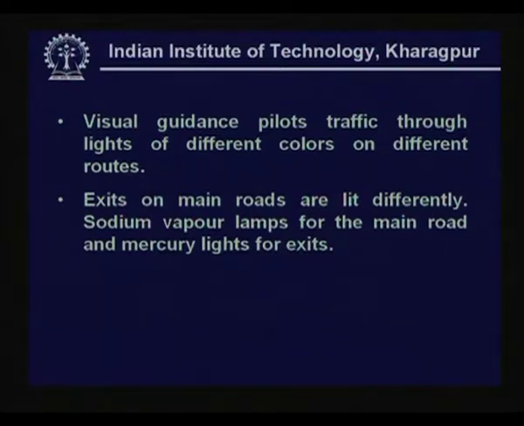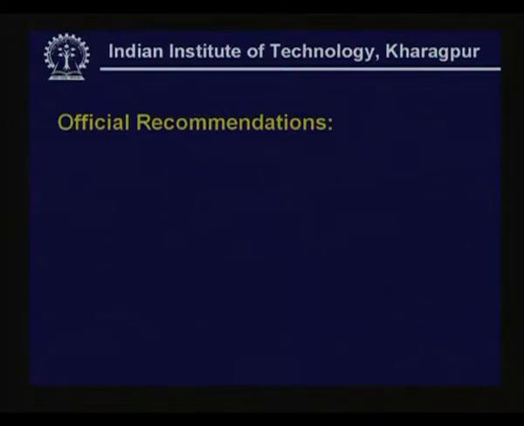Often care is taken to see that exits to branch roads from the main roads are differently lit, and as already told, sodium vapor lamps are extensively used for road lighting. One could possibly use sodium vapor lamps for the main roads, and the exit roads or the branch roads could have mercury lights.